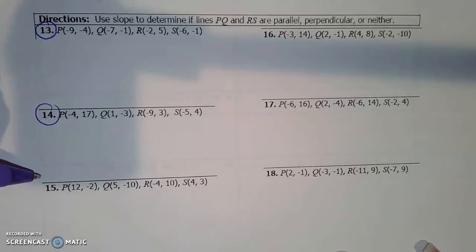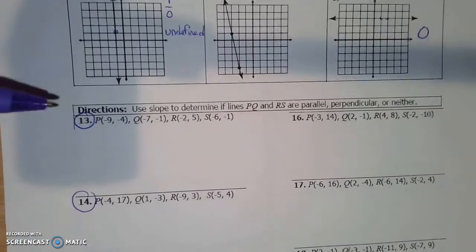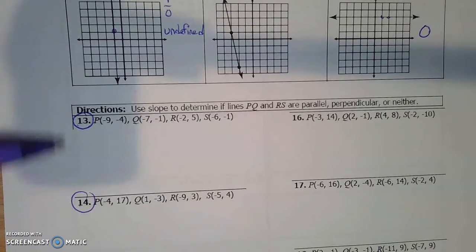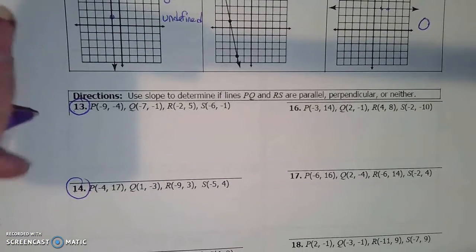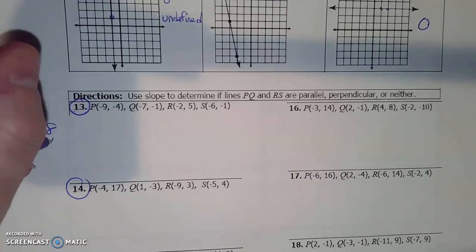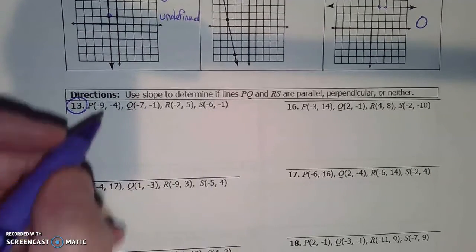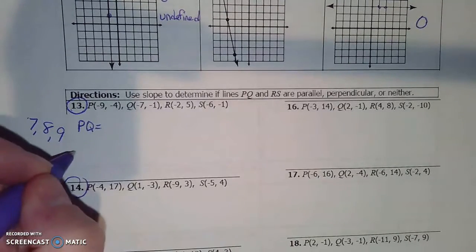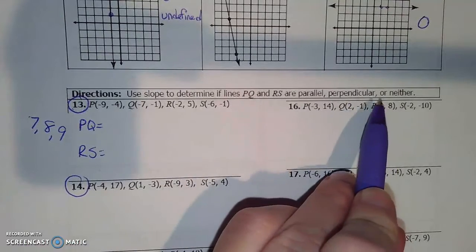And now these ones go this way. So you'll go 1, 2, 3, 4, 5, 6, and then 7, and then it goes this way. So just be careful with that. So for 13 here, which I believe would be numbers 7, 8, and 9, they want you to use the slope to determine if lines PQ and RS are parallel, perpendicular, or neither. So we need to find the slope of line PQ and the slope of RS.